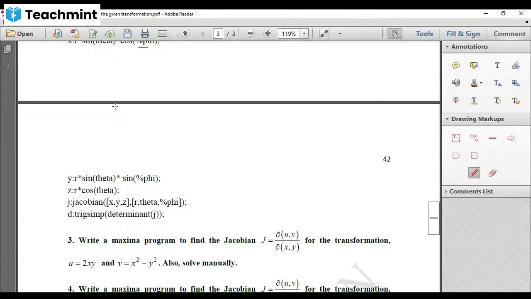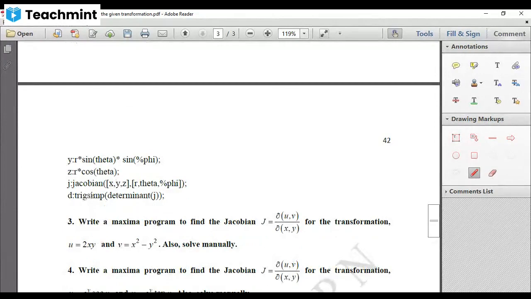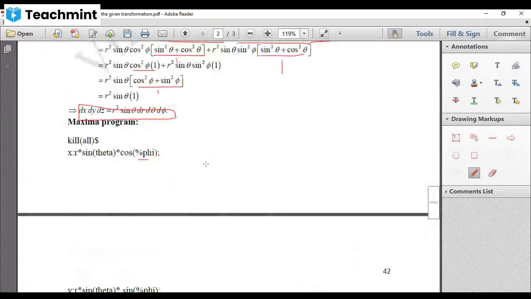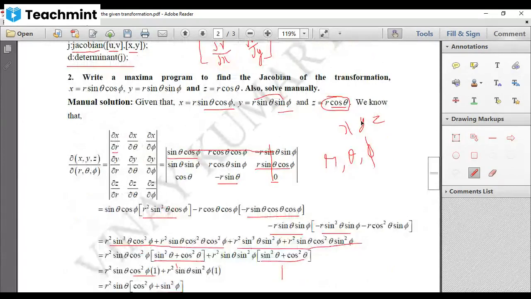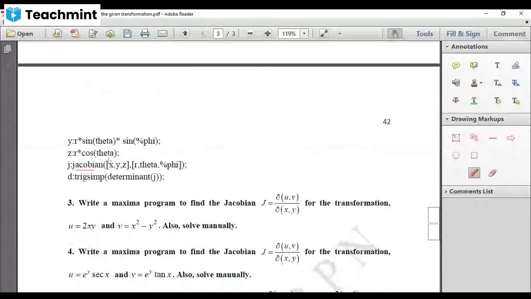We want to display that, that's why, to display the output, we give a semicolon. It will execute and display the output. Now, what is your Jacobian matrix? It is stored in J colon Jacobian of. In the first bracket, you need to write the dependent variables. What are the dependent variables? They are x, y, z. So in the first square bracket, x comma y comma z, then comma.